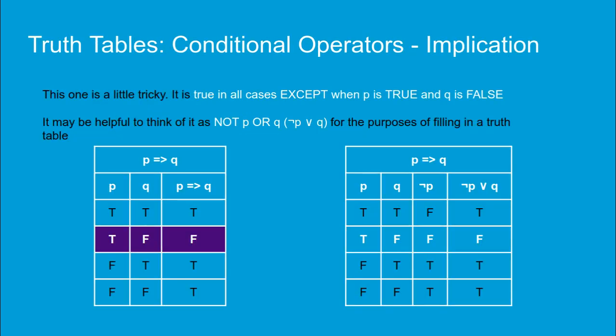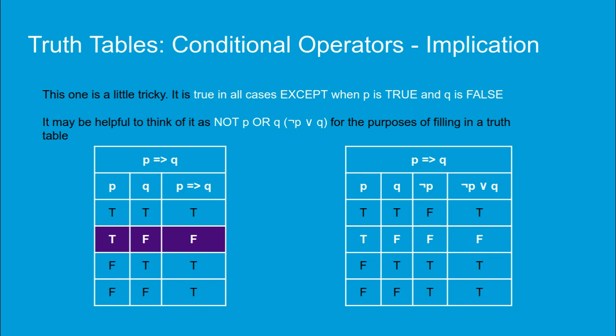So implication is the one that trips people up. Equality is pretty straightforward. They have to be the same, right? But implication's a bit tricky. So probably the easiest way to think about implication is just to remember that the only case that it's false is when P is true and Q is false. That's the only case that implication is false. In every other case, P does imply Q. We can say P implies Q.